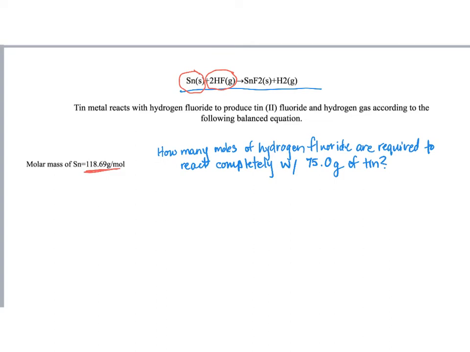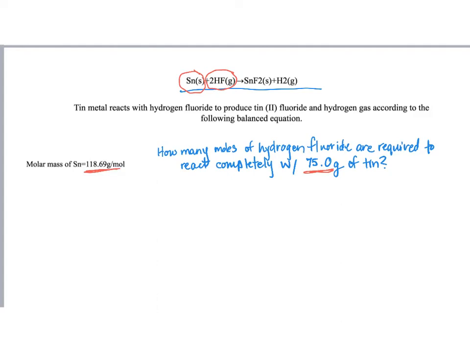So let's look at this. What are they giving you now? We know which two formulas or which two compounds we're interested in. So we got those. Now, what are they giving you? They're giving you 75 grams of tin, right? So that's what we're going to start with.